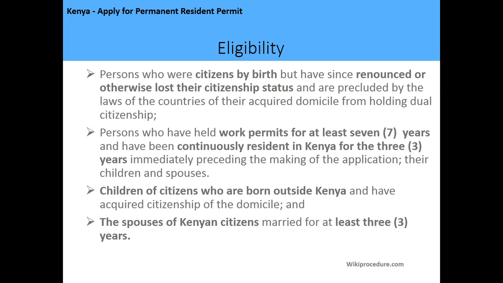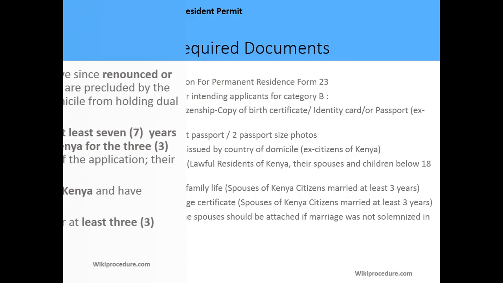Children and spouses born outside Kenya who have acquired citizenship of the domicile countries are eligible to make an application for permanent residency. And spouses of Kenyan citizens married for at least 3 years. So spouses of Kenyan citizens who are foreigners and not Kenyans can apply for permanent residency after the 3rd year of marriage. So let's move on.